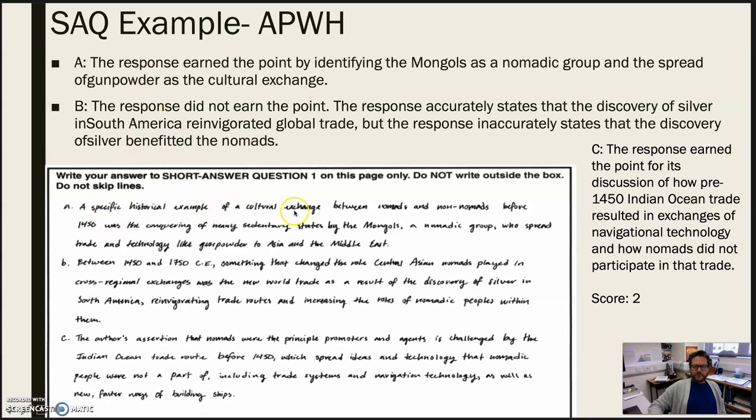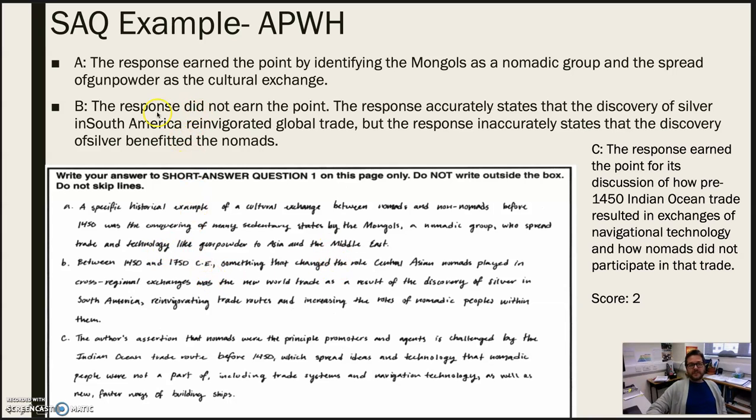Specific historical example of cultural exchange between nomads and non-nomads before 1450 was the conquering of many sedentary states by the Mongols, a nomadic group who spread trade and technology like gunpowder, to Asia and the Middle East. So the fact they were able to draw that out specifically right there. Now I do want to point out, right, they did not actually have 3 sentences for their answer here. They were able to do it actually in one long sentence. But this 3-sentence model of acing it is your safest and best way to ensure that you don't accidentally leave something out.